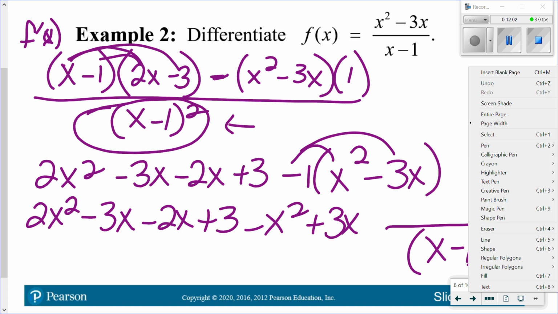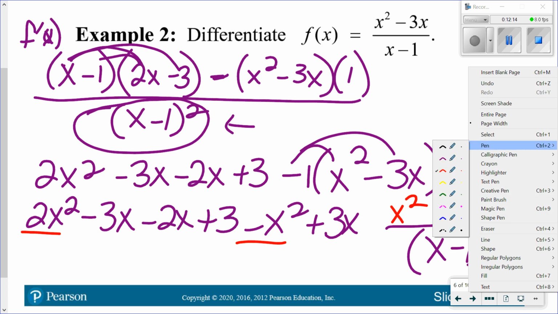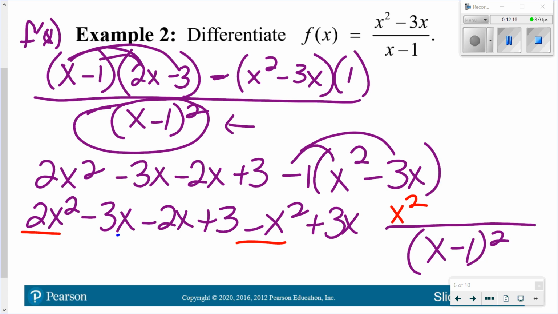And let's combine our like terms. So I have 2x squared and a minus x squared. So that's just going to be x squared. I have negative 3x, negative 2x, and a positive 3x. And finally, I have plus 3. So that is your final answer. I think I got everything in there.